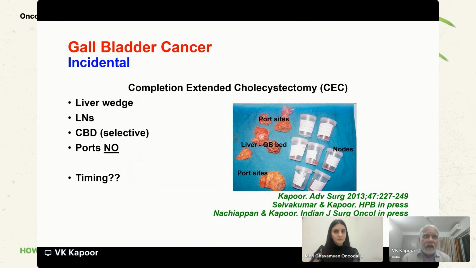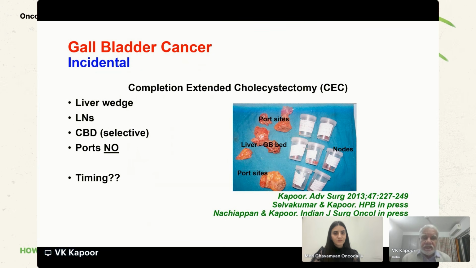So most of these cases are early, and almost all of them probably would require what is called a completion extended cholecystectomy. We have to go in again, take a part of the liver wedge, like I said earlier, all the lymph nodes. CBD may or may not have to be excised depending on the location of tumor and the cystic duct margin. Earlier, we used to do port site excision, but now most centers do not recommend port site excision. There is a huge controversy about when this reoperation should be done.